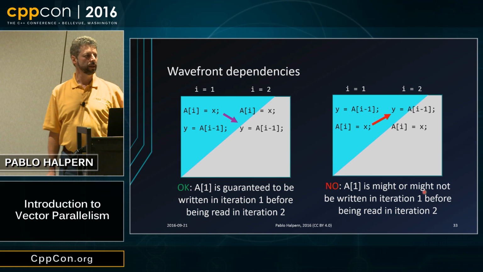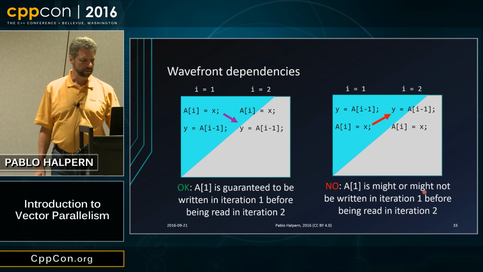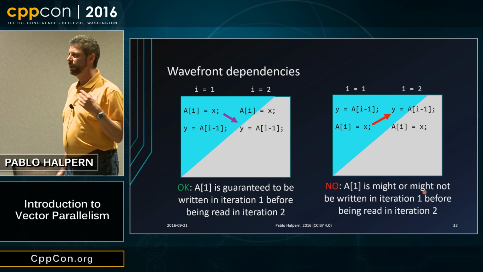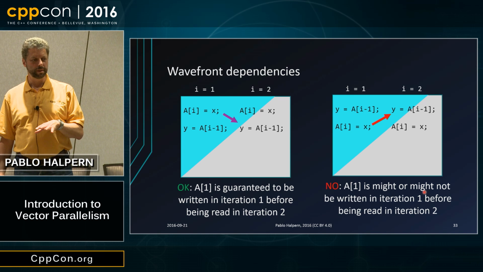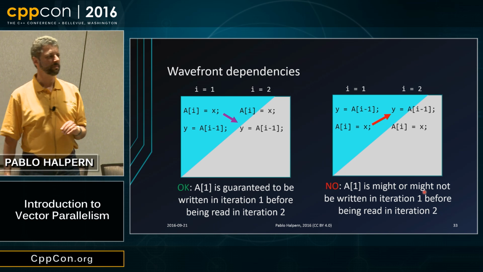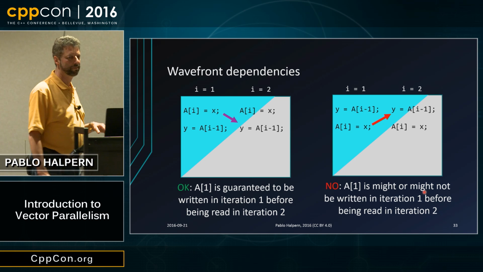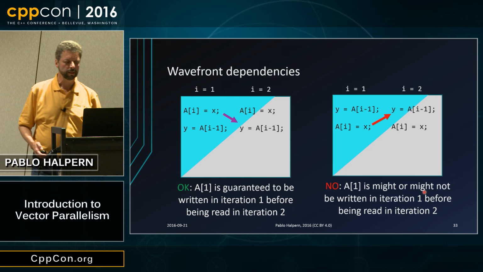It takes a little while to get the hang of what is and is not a wavefront dependency. Fortunately, loops tend to have fairly straightforward wavefront dependencies, so the error rate is not all that bad, but it certainly does happen where people say, oh yeah, this is vector, and it's really not.